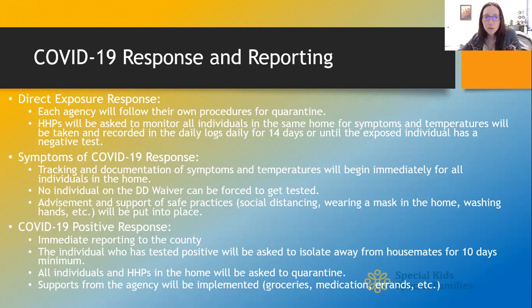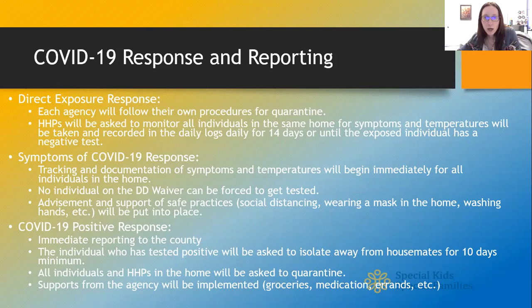Symptoms of COVID-19 response. Tracking and documentation of symptoms and temperatures will begin immediately for all individuals in the home. No individual on the DD waiver can be forced to get tested. They are adults. So if an adult refuses the test, we do have to be courteous of that decision and support them in the best way that we can, which means typically, they're staying away from others in the home, staying in their room, wearing masks when they're in common areas, things like that.